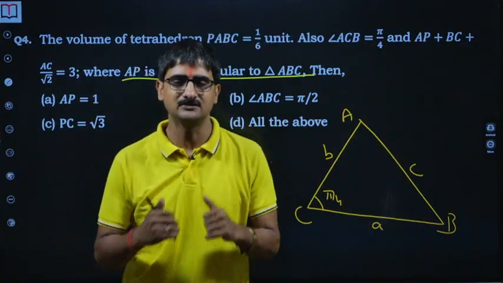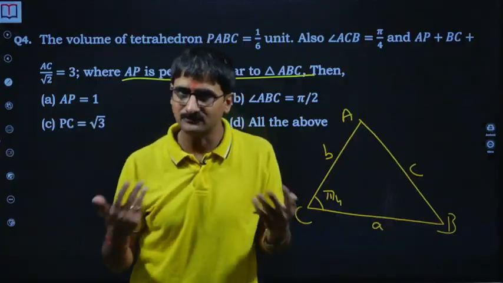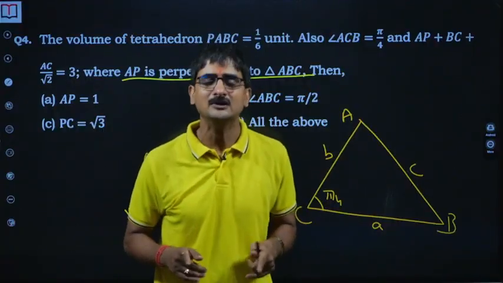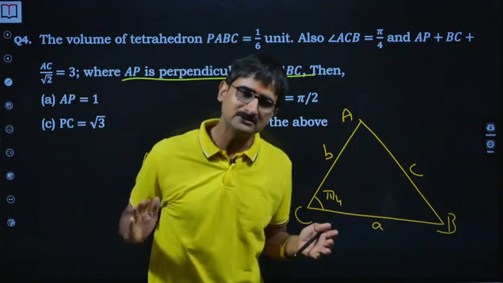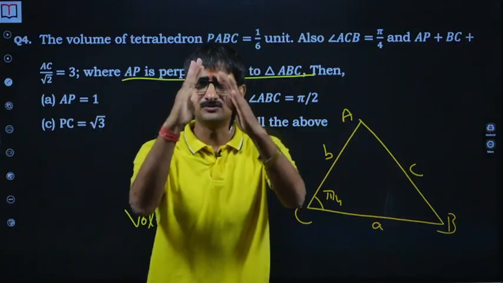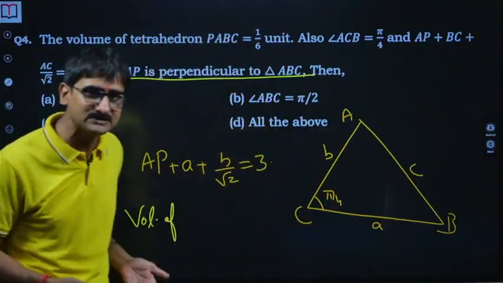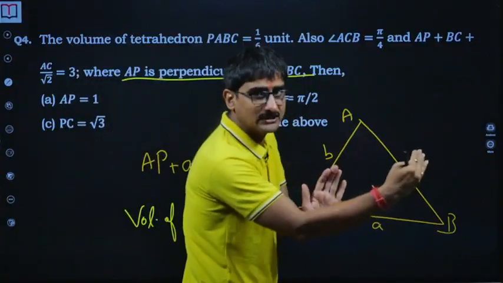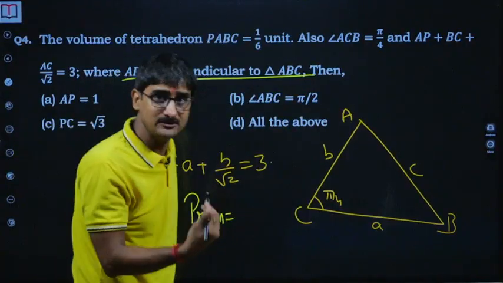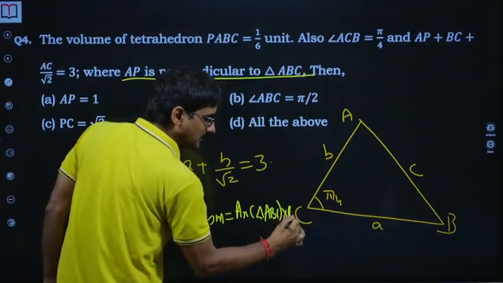For example, take a cylinder. In a cylinder, the height is perpendicular to the base, so the volume is pi r square into h. In a cuboid we have it, but in case of a cone we don't say that. Why? Because in that case the third dimension, projected out of the base, is not perpendicular. That's why in a cone we don't have that direct formula, but in a prism, when projecting perpendicular to the base, volume is area of base into height. So area of triangle ABC into height AP.